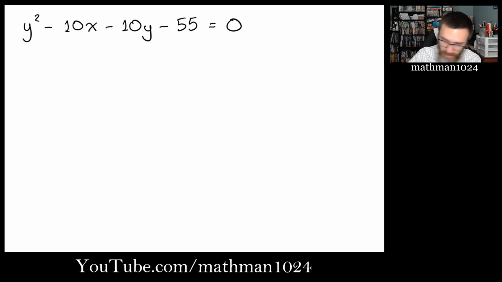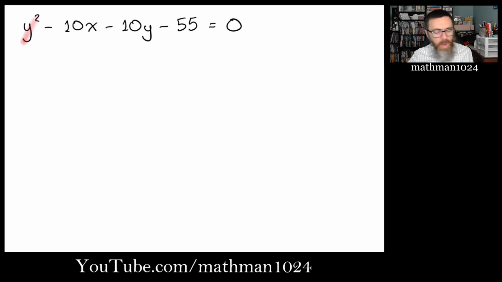All right, so I see here that I've got y squared. And when we're talking about parabolas, you're only going to see either x squared or y squared, not both. If you have both x squared and y squared, we could have a circle or an ellipse or a hyperbola. It just depends on a few other conditions, but we'll get to that in a later video.